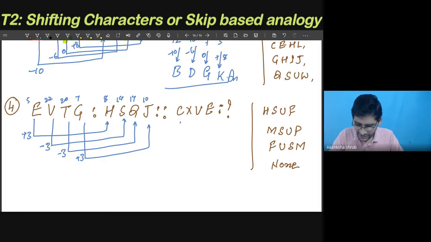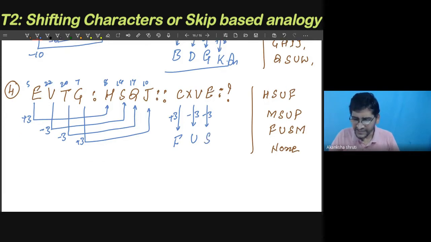Here for C, I need to add the 3 and have to write in the forward fashion itself. 3 plus 3 is our 6, so it becomes F. X is our 24, then minus of 3 is our 21, so 21 is our U. Next V, so minus of 3 from the V means 22 minus 3 become 19, so it is like our S. And for E, we have the plus of 3, so E 5 plus 3 is our 8, so H. FUSH.